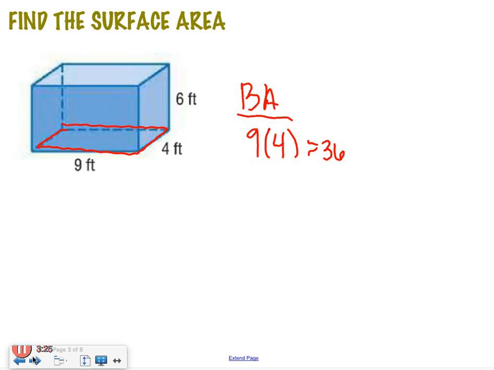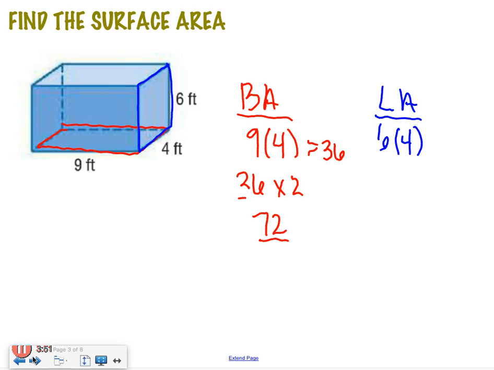But think, how many sides have an area of 36? So, 2, the top and bottom. So I'm going to take this times 2. Okay, so that is my base area. Now I'm going to find my lateral area. I'm going to start with this right side here. What are the dimensions? 6 and 4. How many sides have the same dimensions as that? 2. Take 24 times 2.